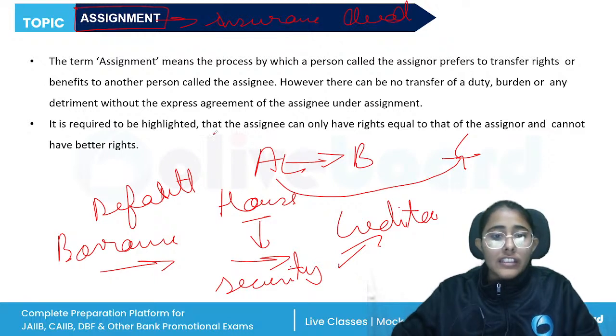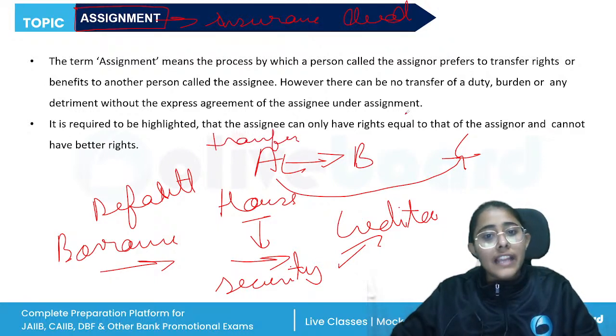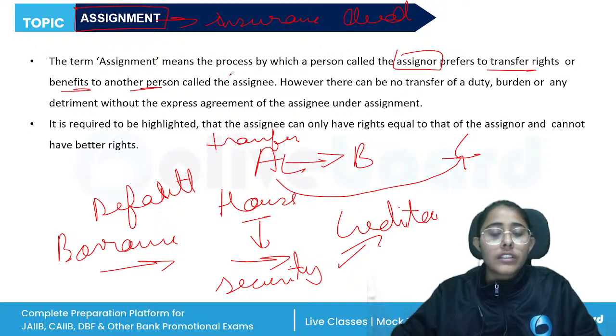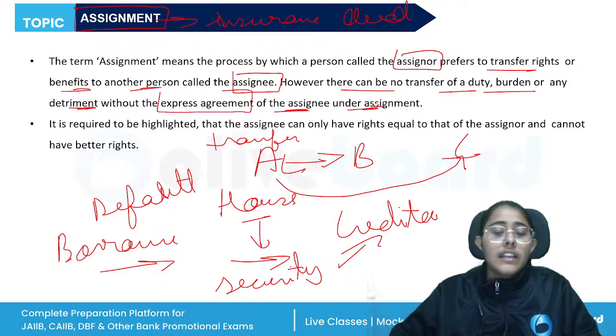So here the transferor and the transferee, or the assigner and the assignee relationship will exist. So assignment means the process by which a person called the assigner transfers rights or benefits to another person called the assignee. However, there can be no transfer of duty, burden or any other detriment without the express agreement of the assignee under assignment.